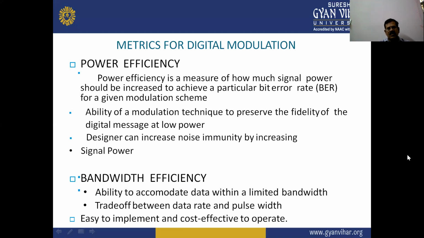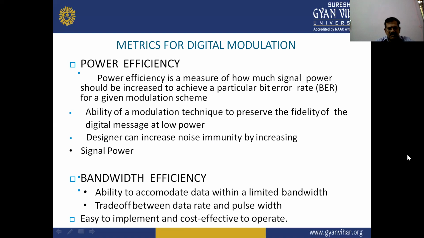Metrics for digital modulation. What is power efficiency? Power efficiency is a measure of how much signal power we should increase to achieve a particular bit error rate, BER, for a given modulation scheme. So it is the ability of a modulation technique to preserve the fidelity of the digital message at low power. The designer can increase noise immunity by increasing the signal power. So the noise immunity depends on the signal power.